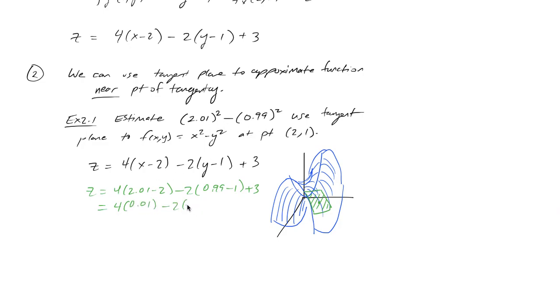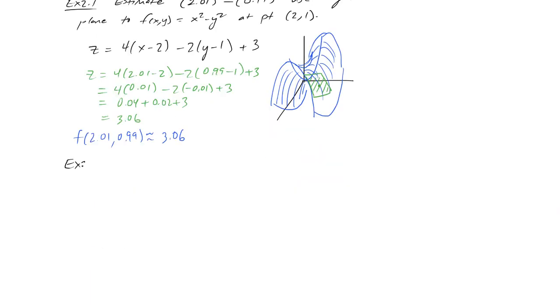So if we do these by hand, we'll get 0.04 plus 0.02 plus 3, which is 3.06. And because the function is really close to the plane near 2, 1, this function output is going to be close to 3.06. We don't know what it is. We can throw that in a calculator if you want to see what it is, but it has to be close to that because we're at a point really nearby 2, 1.